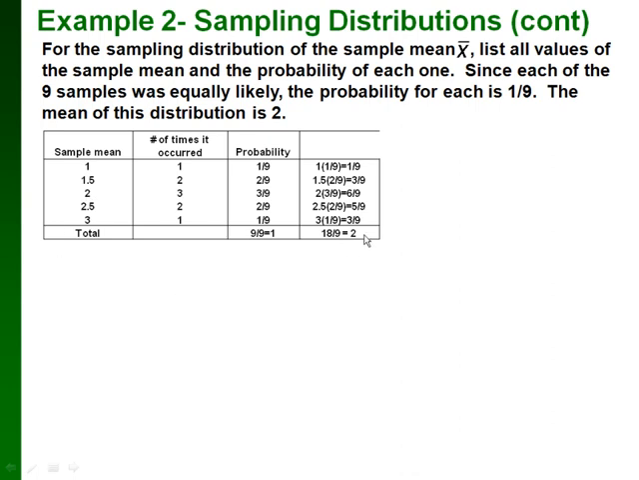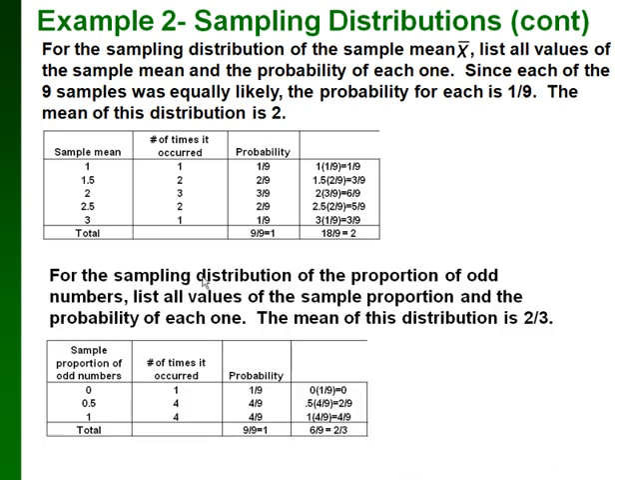If we want to find the expected value for our sampling distribution, this is just like what we did in Chapter 5. Our expected value for this sampling distribution would be 2. Now if we think about the population mean for our original spinner, our 3 possible results were 1, 2, and 3. If we found the mean of those 3, it would also be 2. The expected value for our sampling distribution and our population mean are the same value.